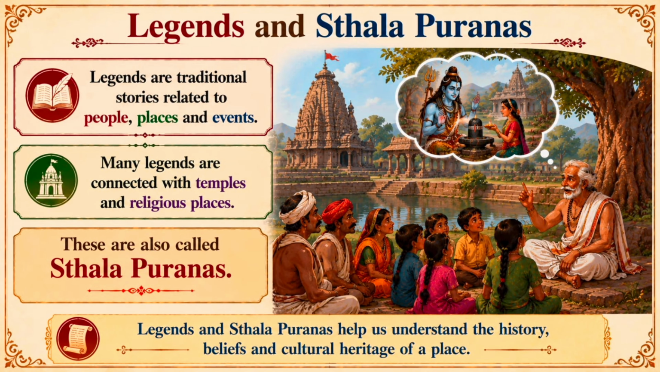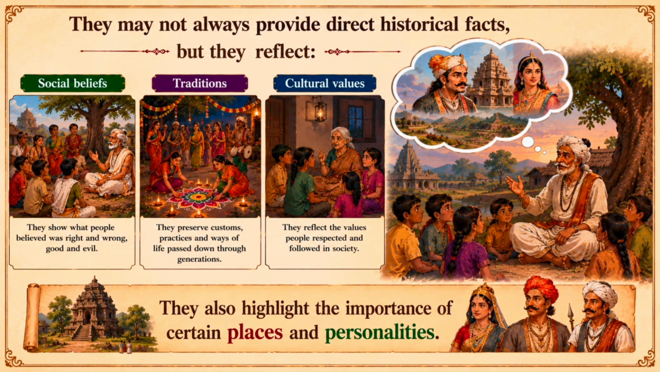Legends and Sthala Puranas. Legends are traditional stories related to people, places and events. Many legends are connected with temples and religious places. These are also called Sthala Puranas. They may not always provide direct historical facts, but they reflect social beliefs, traditions and cultural values. They also highlight the importance of certain places and personalities.